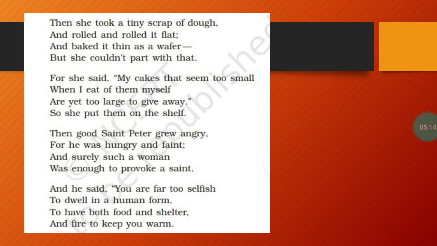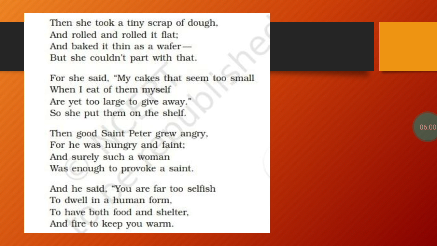So then good Saint Peter grew angry, for he was hungry and faint, and surely such a woman was enough to provoke a saint. I hope you got the meaning of the stanza. Once again, I'll tell you the meaning or the content of the stanza. Saint Peter became very angry because he was very hungry. He was feeling very weak. Then what's the approach of the selfish woman? Yes, the selfish woman was not at all ready to give him even a small piece of cake. This kind of behavior of the greedy woman angered Saint Peter.